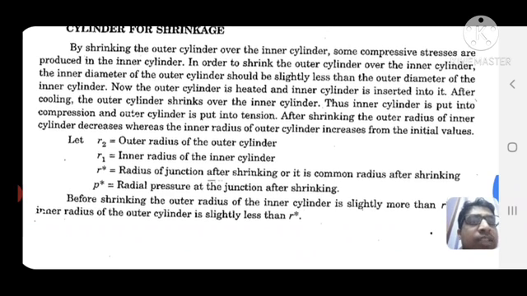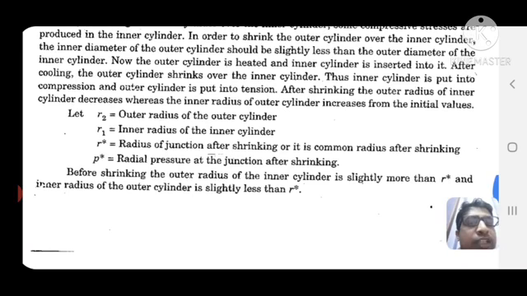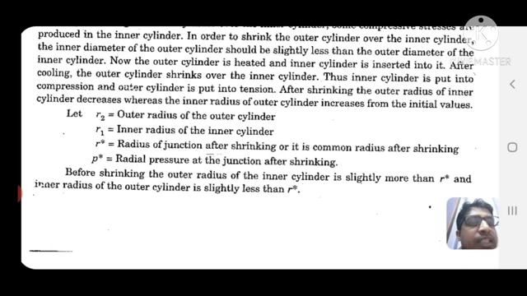Now the outer cylinder is heated and the inner cylinder is inserted into it. After cooling, the outer cylinder shrinks over the inner cylinder. Thus, the inner cylinder is put into compression and the outer cylinder is put into tension. After shrinking, the outer radius of the inner cylinder increases, whereas the inner radius of the outer cylinder increases from the initial values.